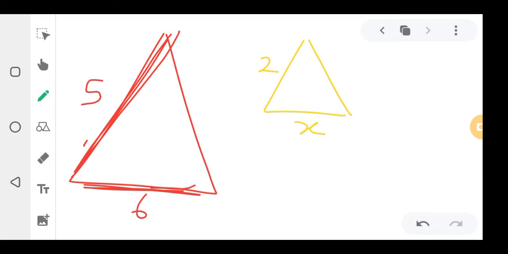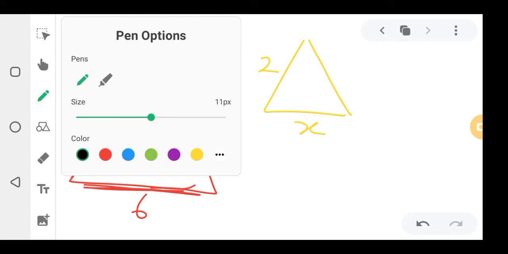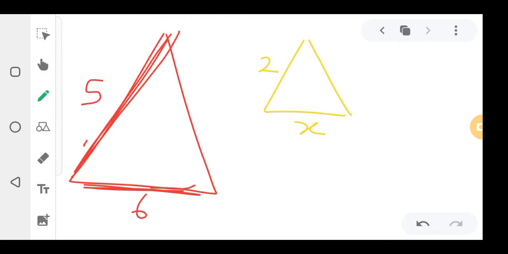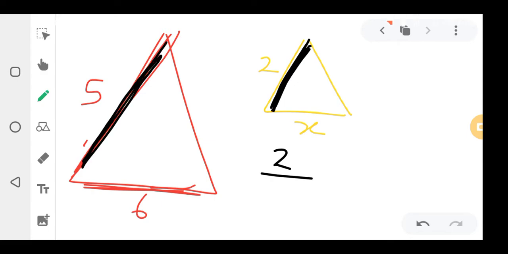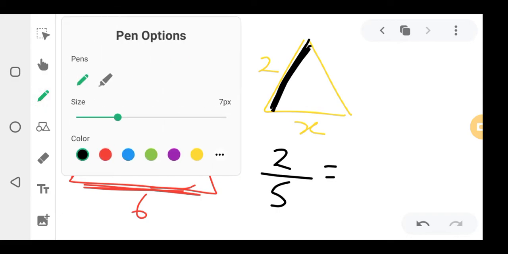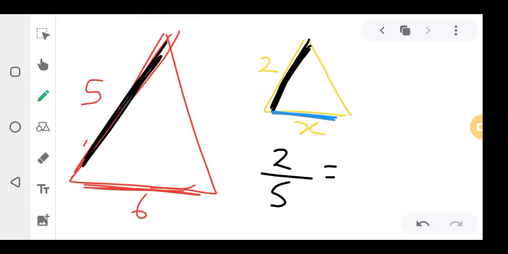After doing that, you form an equation. What you do is start with the slant height. This side is 2, and the slant side of the larger triangle is 5. So it will be 2 over 5 is equal to, here the downside is x, so x over, here the downside is 6. So x over 6. Then you cross multiply.